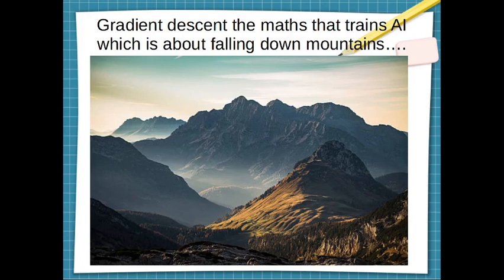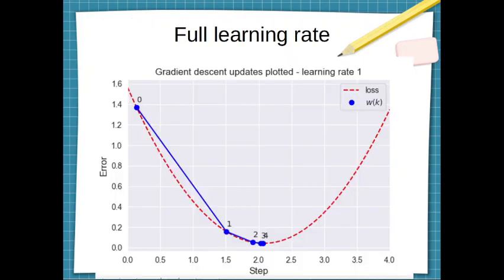Now, the idea of gradient descent is the maths that trains AI is about falling down mountains. At first instance, you might sit there and think, meh, but tell me that doesn't look like a slope. So this is the loss function for a single weight in a neural network, and the numbers are its steps. So 0 is where it started, 1 first step, 2, 3 and 4, and 4 is where the error is the lowest, where the accuracy of the neural network is at its absolute peak given its inputs.